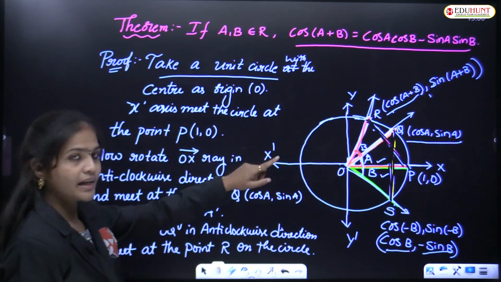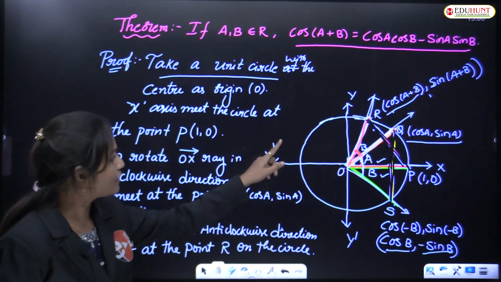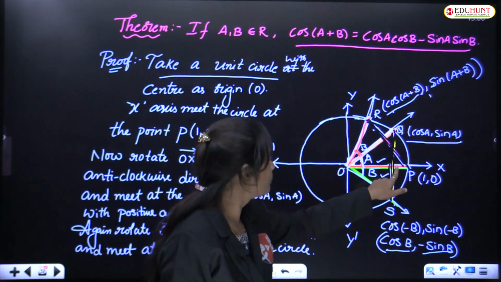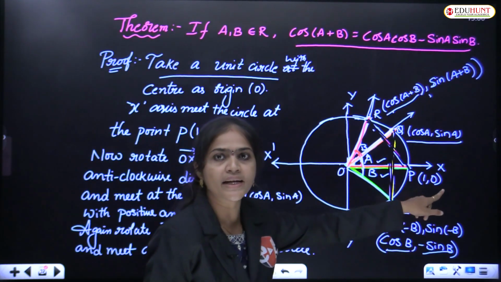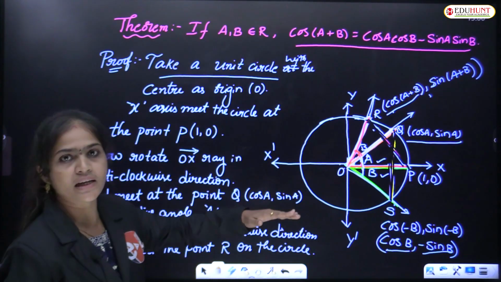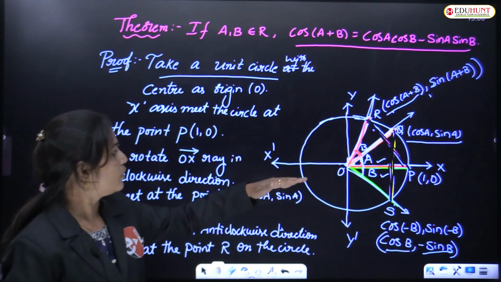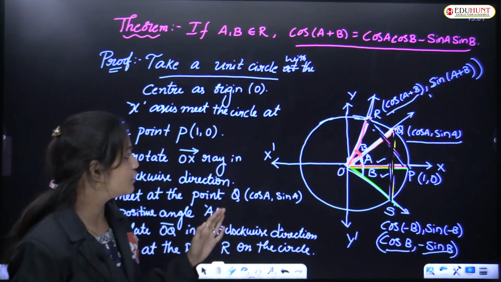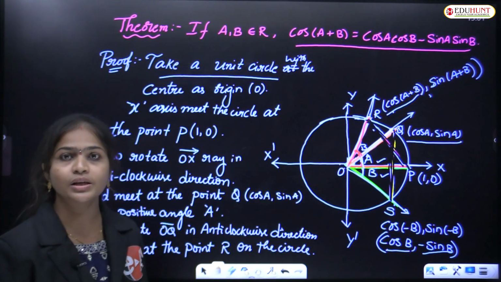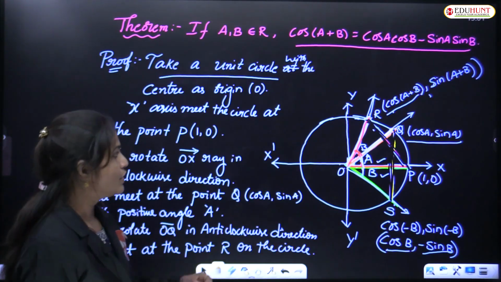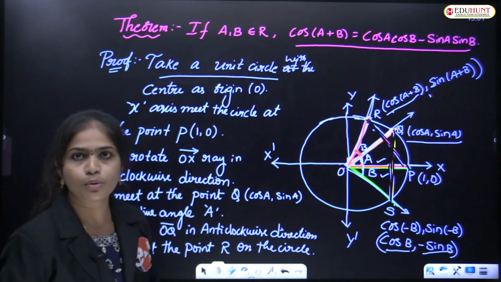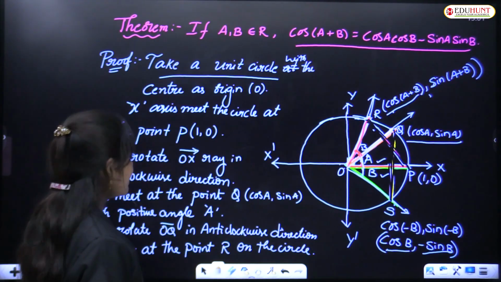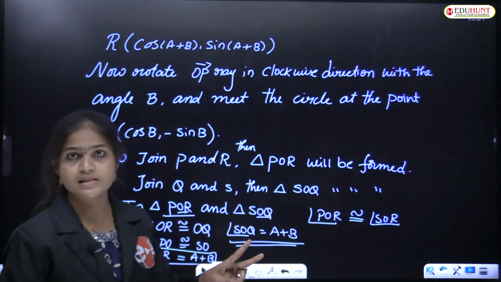Okay, so first we take that circle. After that we take the x-axis and y-axis, and the x-axis meets the circle at the point P, that is the point (1, 0). Then the terminal ray, the rotation ray: if you rotate it in the anti-clockwise direction, we get positive values. If you rotate it in the clockwise direction, you get negative values. After that, by using the trigonometric ratios, we can write the coordinate points. Then we have to observe that two triangles will be formed.